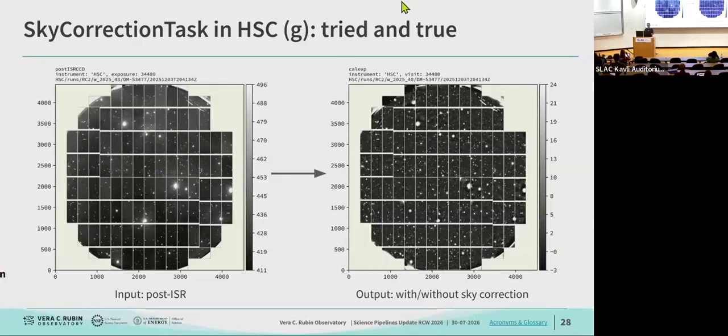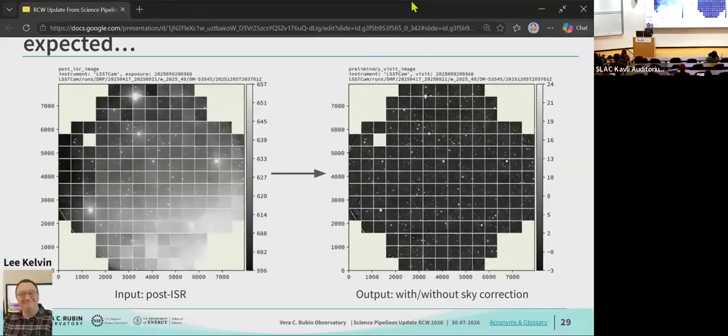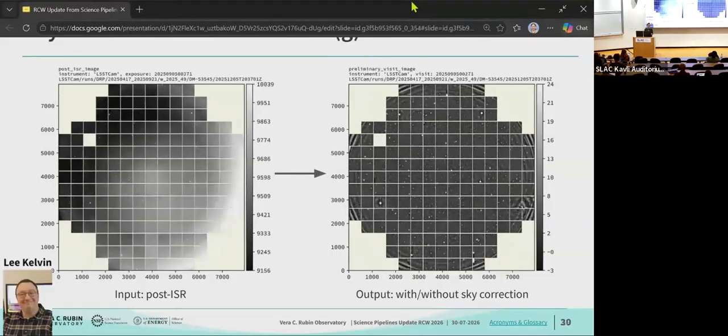And you can see the outskirts of the stars are left in there. So we thought, okay, we can just tweak some config parameters and get this working for LSSTCam. And sometimes it worked, but sometimes it failed catastrophically.